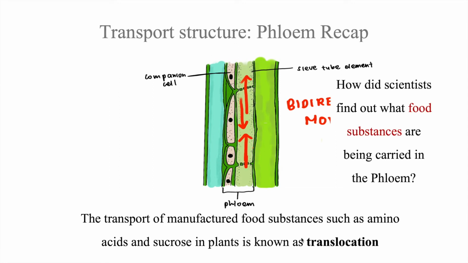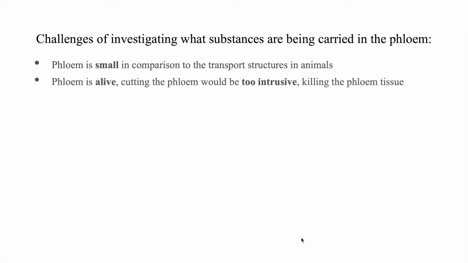How did scientists find out what food substances are being carried in the phloem? There are many challenges of investigating what substances are being carried in the phloem. Firstly, the phloem is small compared to the transport structures in animals. This made it very hard to isolate. Next, the phloem is alive, and cutting the phloem would be too intrusive, killing the phloem tissue.